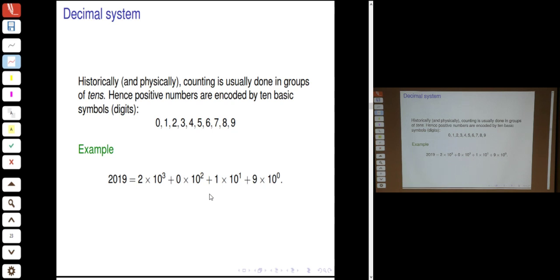Using the base of 10, you can encode the numbers in 10 basic symbols or digits, 0, 1, 2, 3, 4 up to 9, and just as we saw a few slides before, you can represent any number in base 10 as an expansion like this. Okay. Any questions?